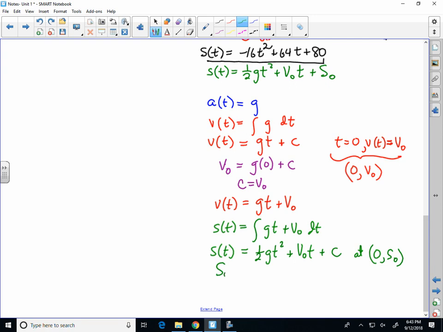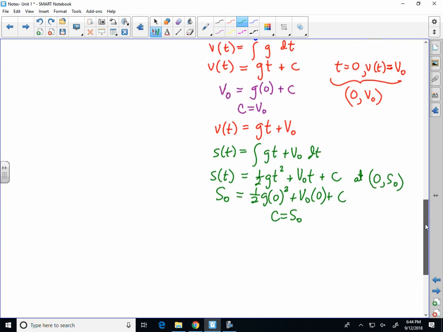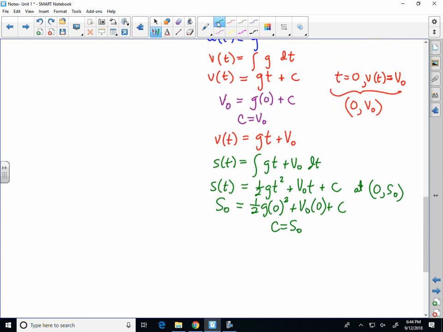So s of t equals 1/2 g t squared plus v0 t plus C. And then we get C equals s0. And now we have our position function, which was in fact invented by calculus. And you're like, oh, I want to use a physics formula. There is no physics formula. The physics formulas were all invented in math.